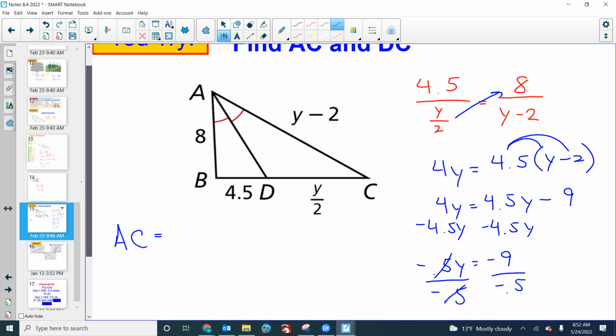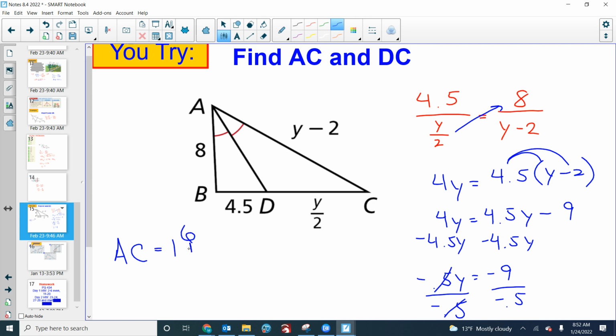All right. AC is 18 minus 2. DC. What do you guys think for DC? 9. I heard it. 9. The display glitched out on me and it jumped up. It's 16. I was kind of being lazy.